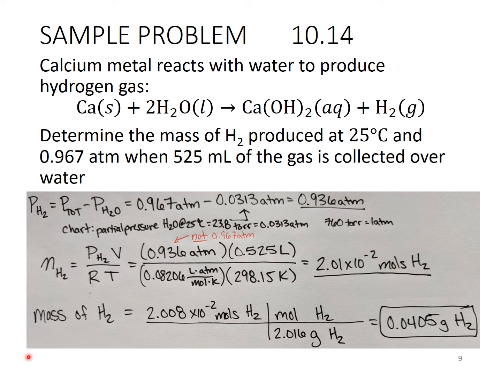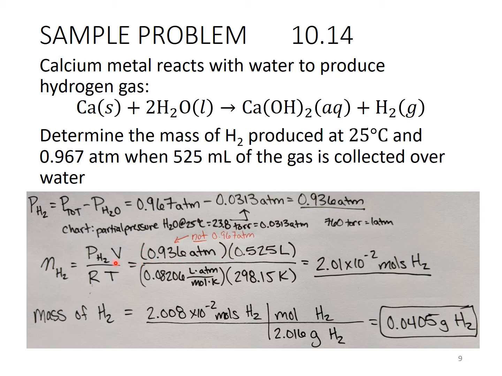So we can get our partial pressure of hydrogen. Our partial pressure of hydrogen is 0.936 atmospheres. We cannot use the pressure total when we're going to be using PV equals nRT. We're interested in the moles of hydrogen gas, not the moles of gas total. So if we want the moles of hydrogen gas, we need the partial pressure of hydrogen gas in our PV equals nRT. So we have to plug in 0.936 atmospheres, not our pressure total. Remember that pressure was associated with water and hydrogen. We want just hydrogen here.